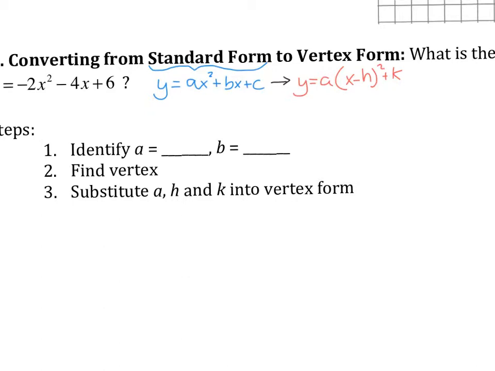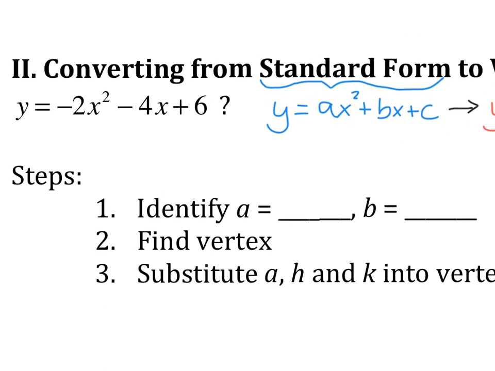So first off, what's my a value here? My a value is in front of the square term. So my a is -2. And my b value is -4. Remember that your b's and c's can be 0, but your a cannot, otherwise it becomes linear.